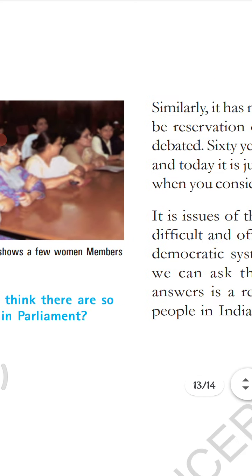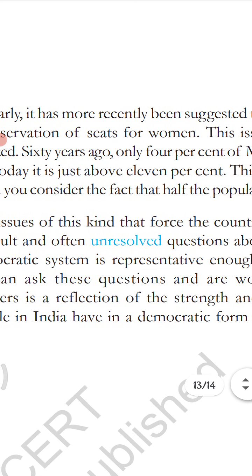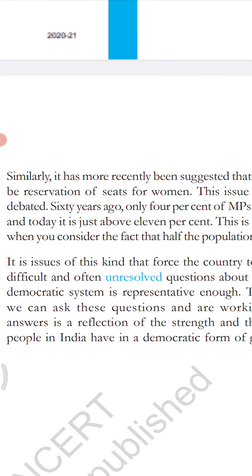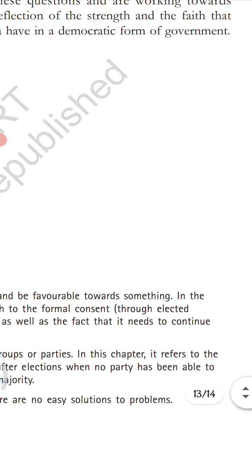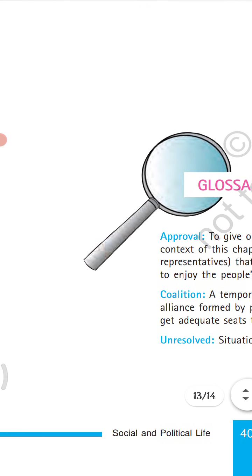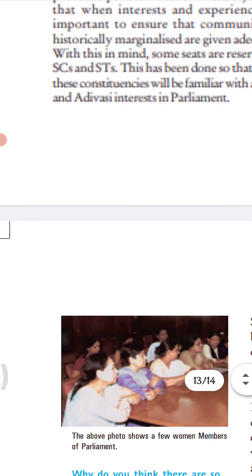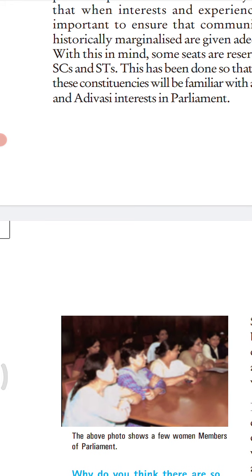Now these are the few women members of parliament. We discussed that women are fewer in the parliament. The number of women members in the parliament should be increased. The discussion is going on about whether it can be increased, so it will be done.